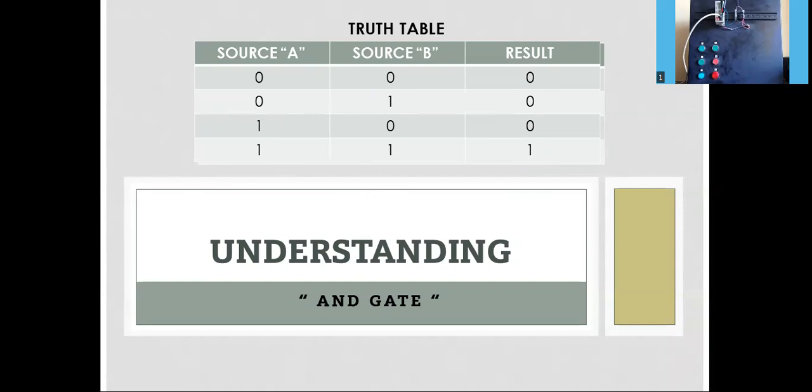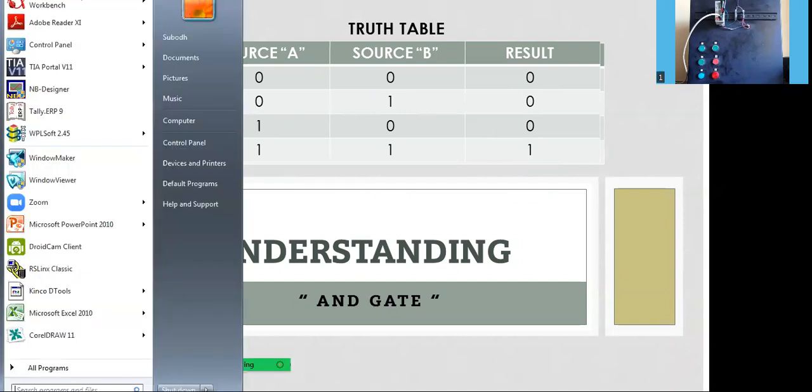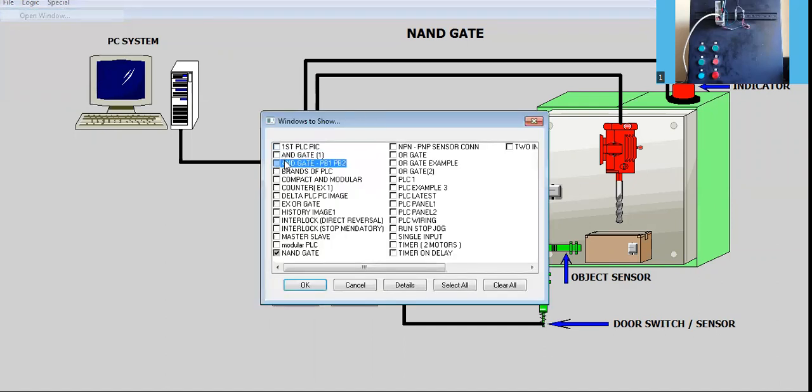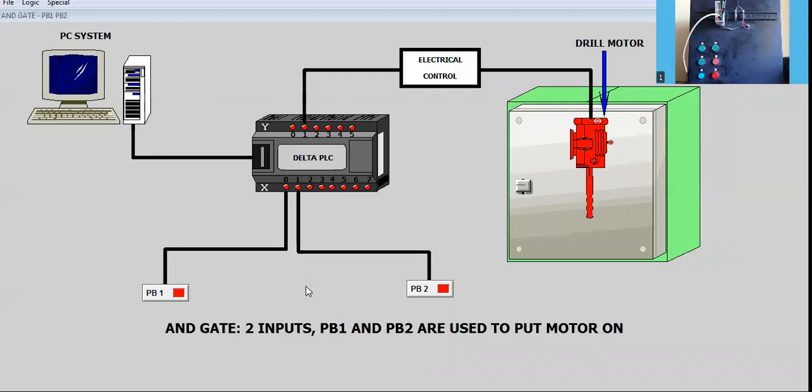We are going to see the realization. Okay, we'll see the realization of an AND gate. Let me open the AND gate. We can see two push buttons. I have to close both the push buttons to turn this drill motor on.